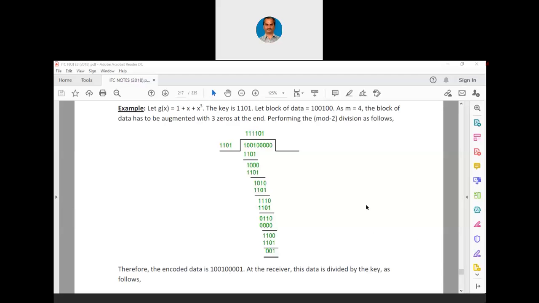Now at the receiver, this data is divided by the key again. Now the ingenuity of the scheme is the choice of the key itself, right? It is based on the choice of the key, or the choice of the generator polynomial. We are going to decide upon the number of bits in the remainder.